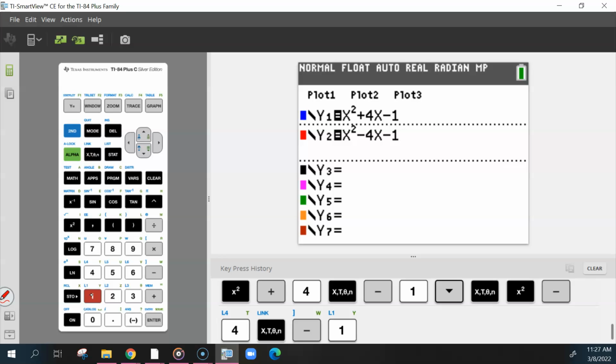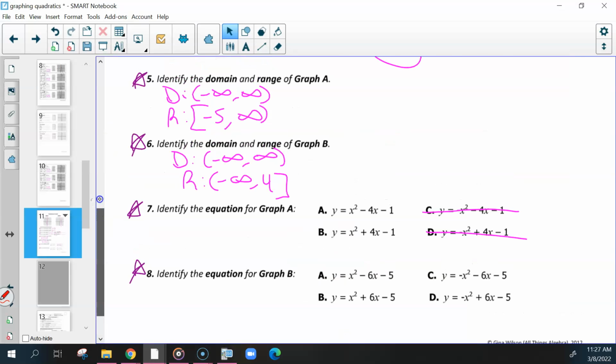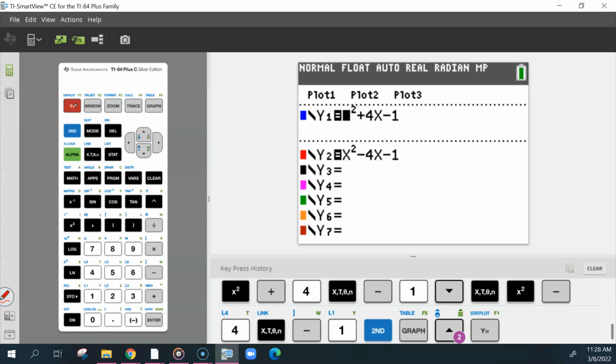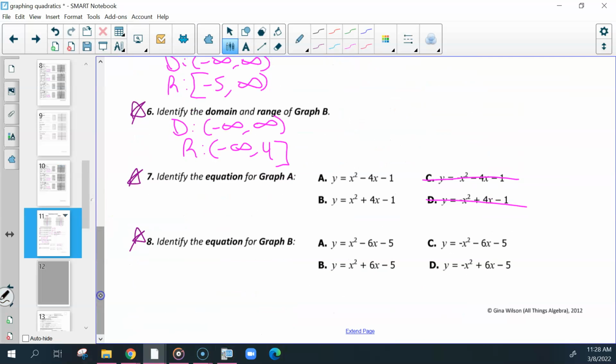So second graph. And I know my vertex needs to be at -2, -5. So when x is -2, the one that's at -5 is the one that's my answer. So the first one, so where it's plus. I put that in backwards, but the one that was plus was the correct answer. Questions on that before we do 8?